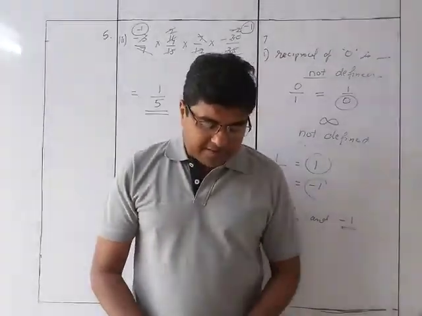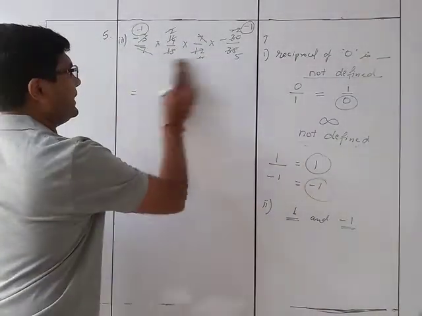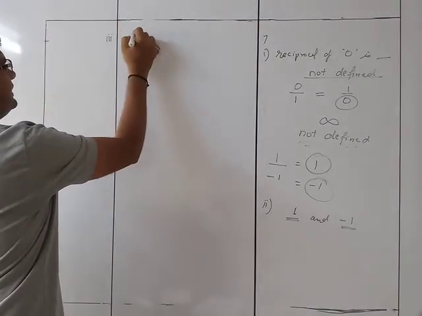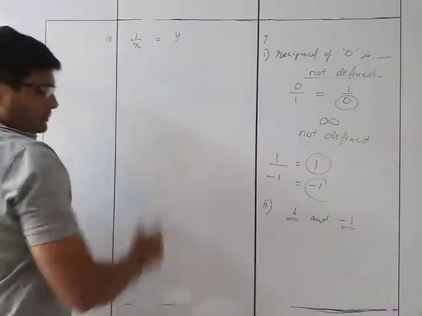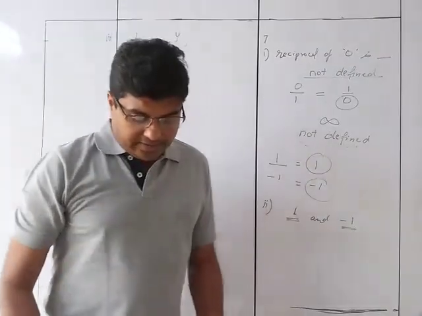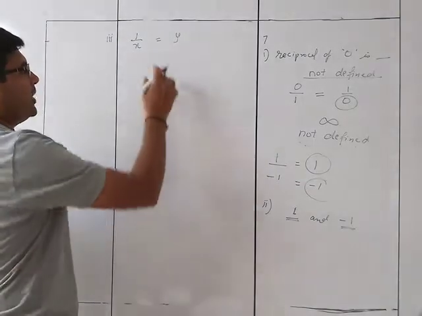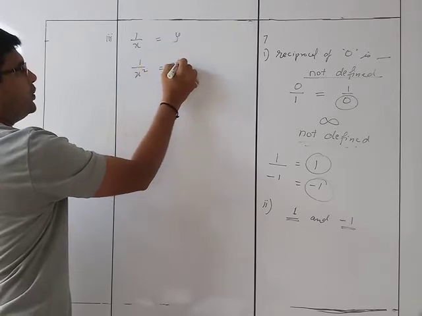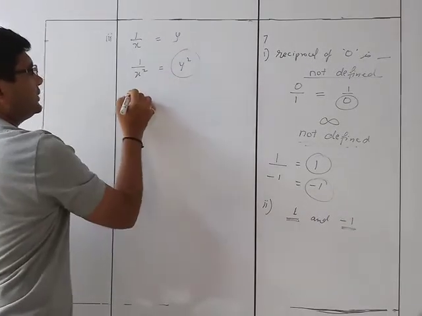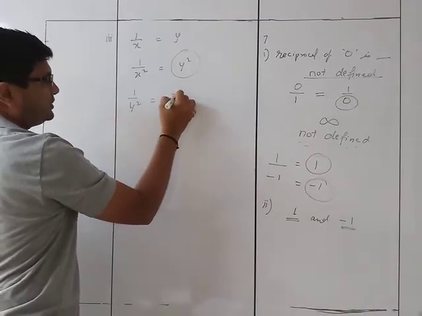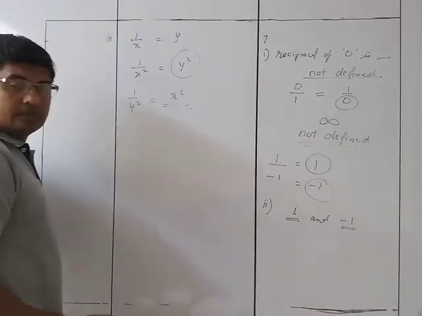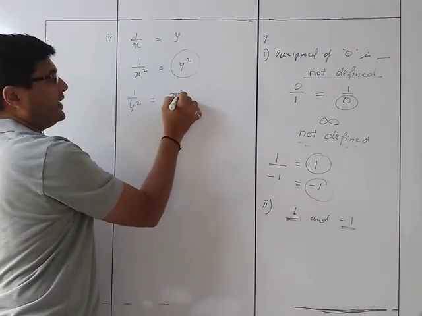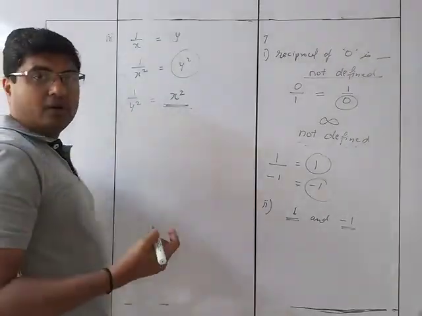Next is: if y is the reciprocal of x, so it is given that the reciprocal of x is equal to y. Then what will the reciprocal of y square be in terms of x? If I square this, 1 upon x square will be equal to y square. So what will be the reciprocal of this? 1 upon y square will be equal to x square. So the answer to the third one is x square. So x square is the reciprocal of y square.